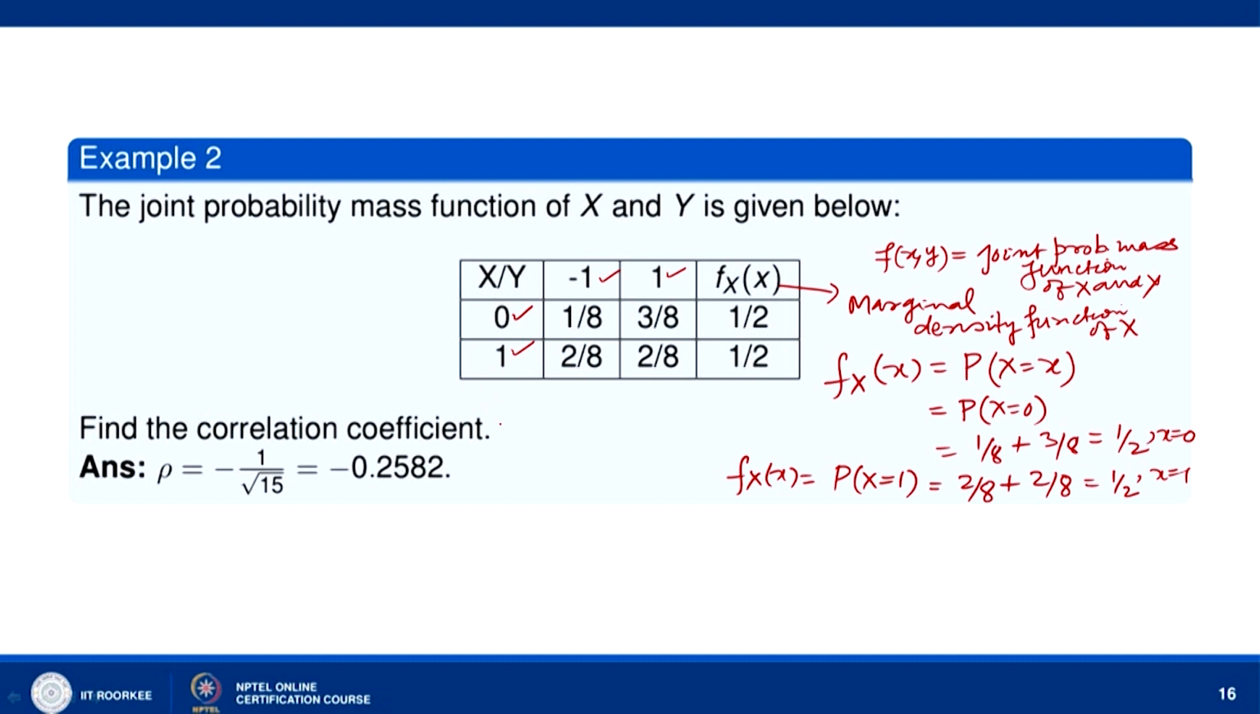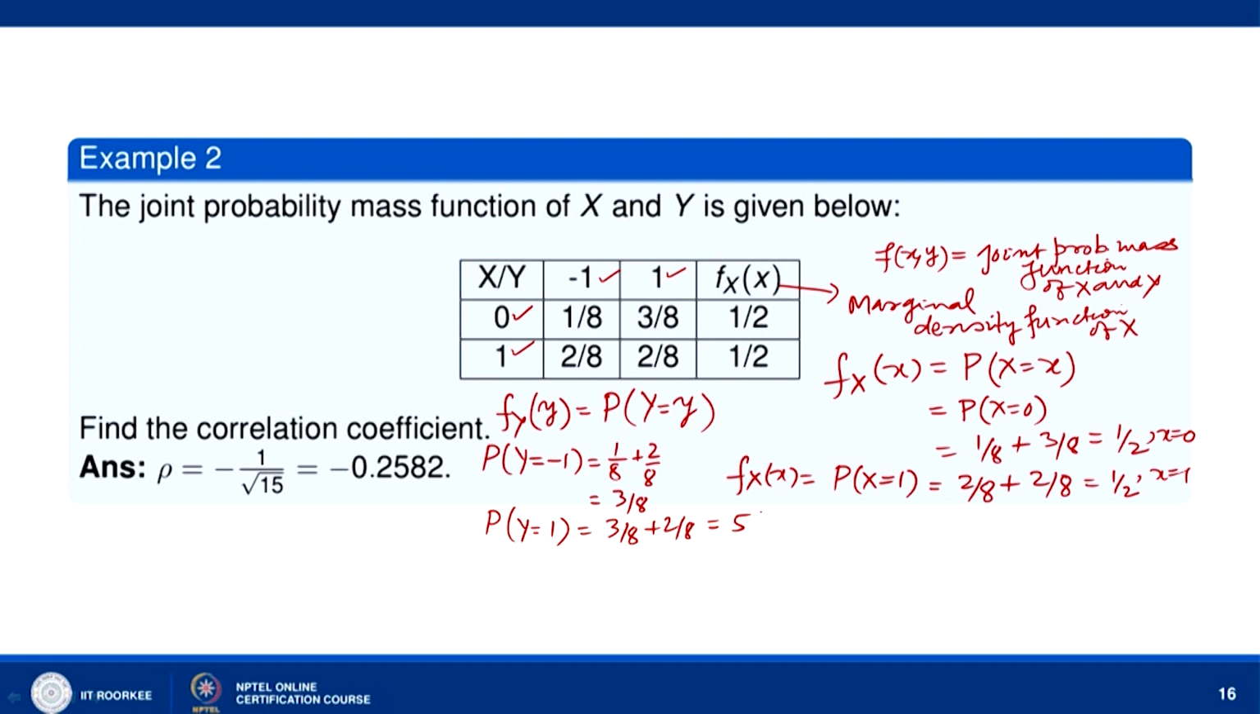Now, let us find f_Y(y). f_Y(y) is the probability that Y takes the value y. So, let us first find the probability that Y takes the value minus 1. This will be equal to 1/8 plus 2/8, which is equal to 3/8, and the probability that Y takes the value 1 is equal to 3/8 plus 2/8, which is equal to 5/8.